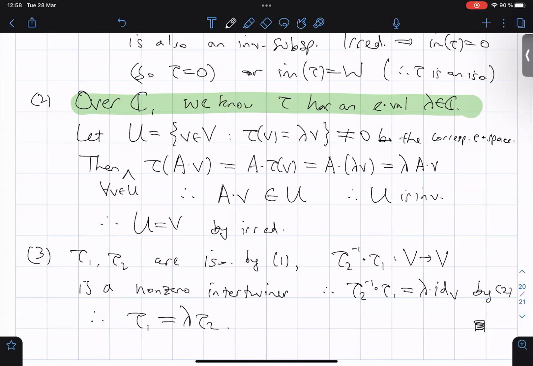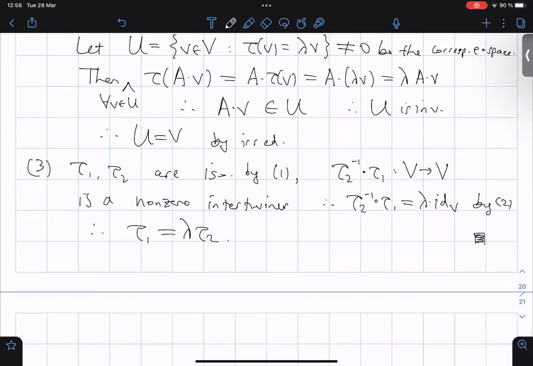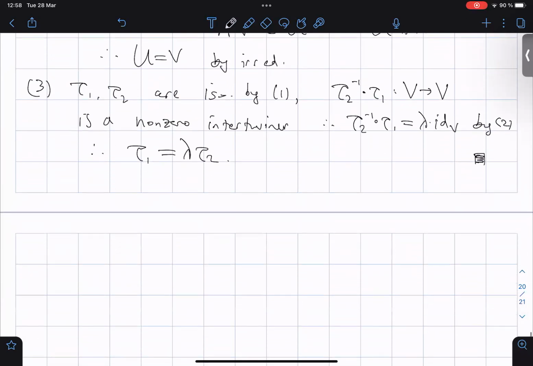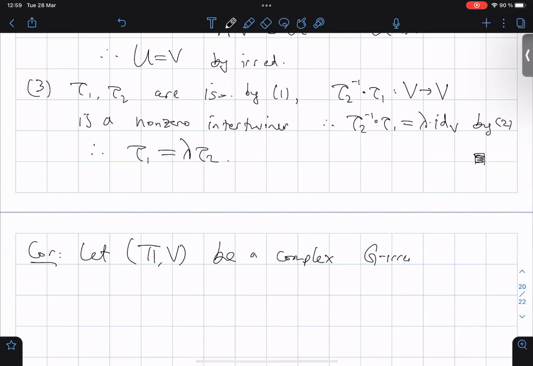So that's Schur's lemma, and it tends to come up again and again. It's about the structure of these intertwiners on irreducible representations. Quite constrained, especially in the complex case. A couple of short corollaries of this. So let V be a complex G irrep, or at the Lie algebra level.